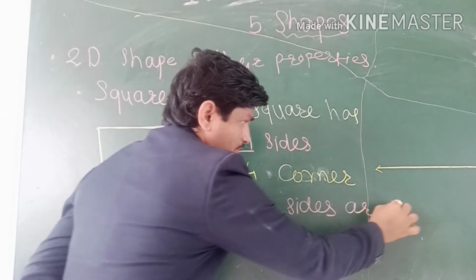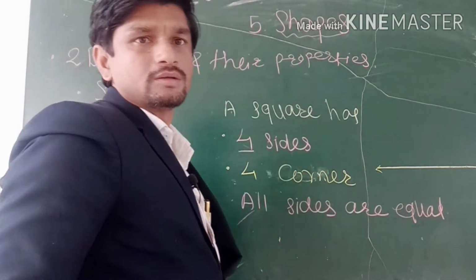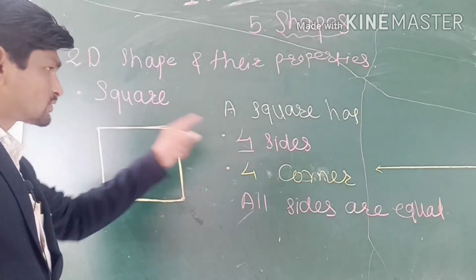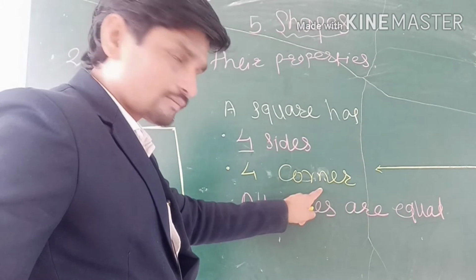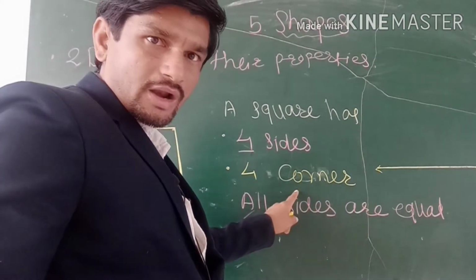Sides are equal. All sides are equal. Understood about this? See, this is the square. A square has 4 sides and 4 corners. How many? 4 sides, 4 corners.